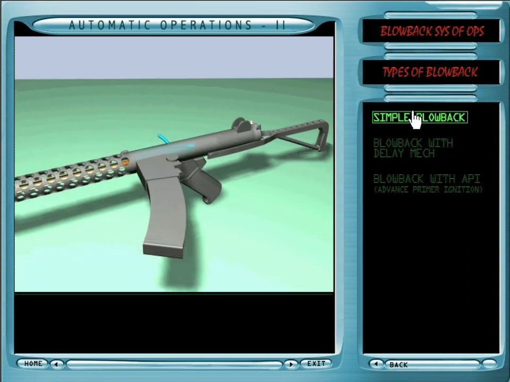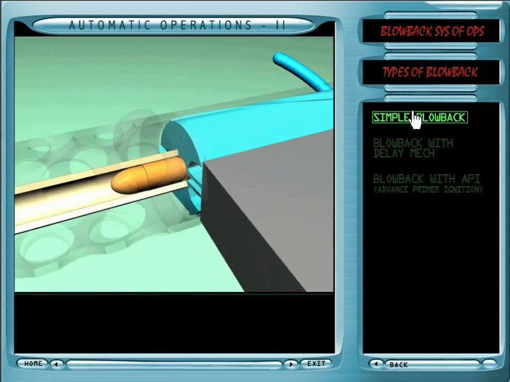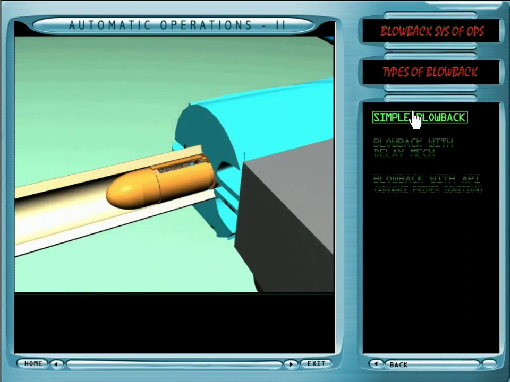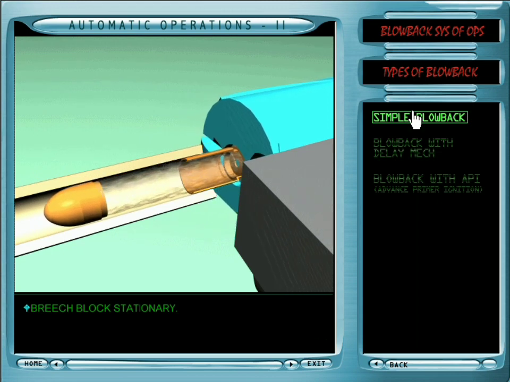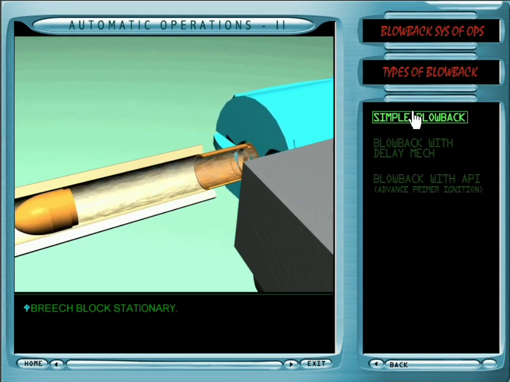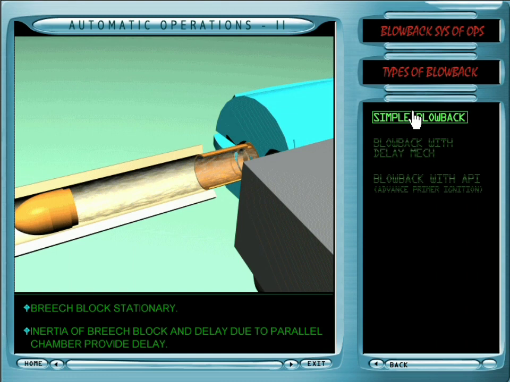Simple blowback. In simple blowback, the bolt, often referred to as the breech block, is stationary at the instant of firing. The gas pressure forces the bullet and the bolt to move simultaneously. The inertia of the bolt, coming mainly from the mass, the stiffness of the return springs, and friction, are all that prevents the backward movement of the cartridge case from occurring too soon for safety.